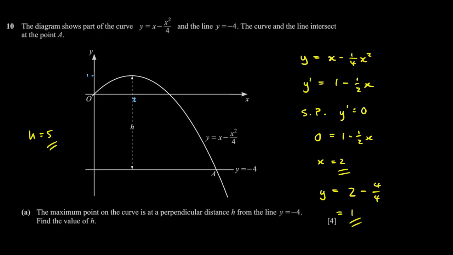Should we just try to do it another way as well, just to show that we could have done it? So we'll find the x-intercepts of this. x-intercepts are where y is equal to 0. So 0 is equal to x minus a quarter x squared. Okay, so we factorize that. So we get x bracket 1 minus a quarter x.